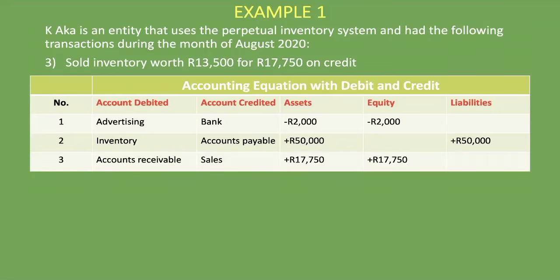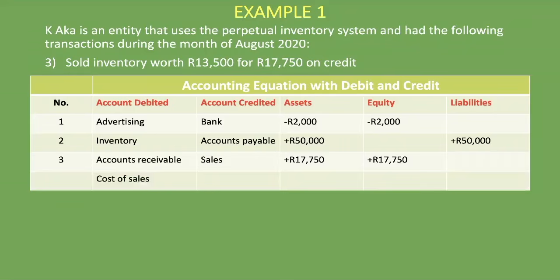The second one is to record what is happening to our inventory. Remember, when we sell our inventory, we are getting rid of our inventory, or it's going out of our premises. So our inventory will decrease. So then we have the cost of sales, which is an expense. Okay, how much did it cost us to make this sale? Well, that is the price of the inventory. We are told we sold inventory worth 13,500 rand, and that is how much it cost us. So that's the cost of sales. So we put down cost of sales. That is the account that is debited because expenses are always debited.